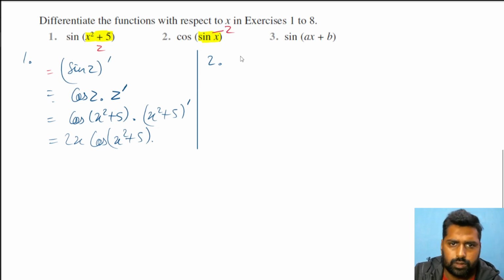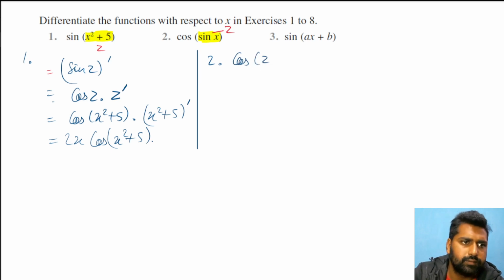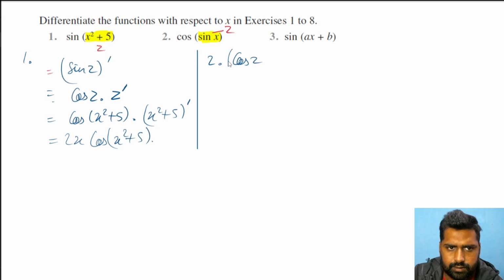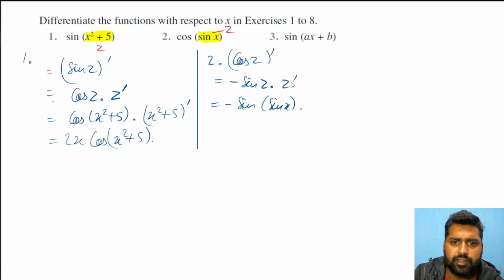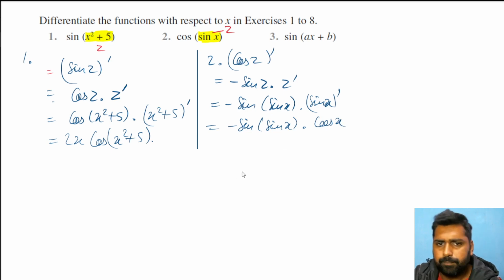So cos z, cos z differentiation. So that will become minus sin z into z dash. So minus sin z was sin x itself, and differentiation of sin x is, okay, I'm writing one step here, sin x differentiation. So minus sin bracket sin x into sin x differentiation is cos x. Okay.